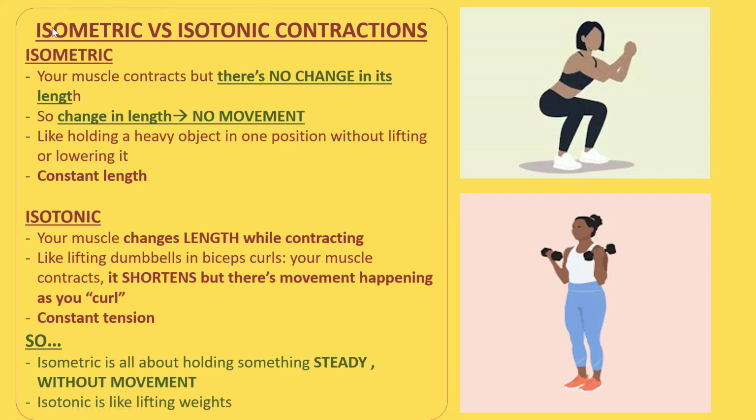Let's go through it. Isometric contraction is when your muscle contracts and there is no change in length. This is the scientific definition of it. What is the simpler way to explain it? It's when you do an exercise. This woman right here is holding a squat. She is not moving, but are her muscles contracting? Yes. Is she working? Is she exerting force? Yes, of course. She's working her lower limbs, glutes and quadriceps.